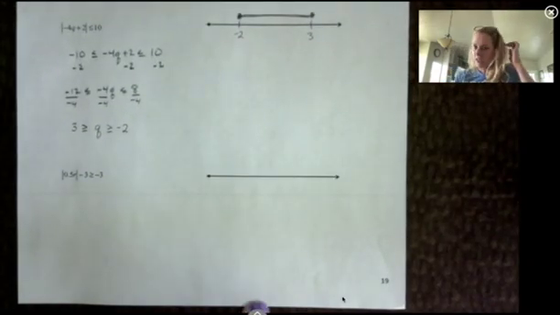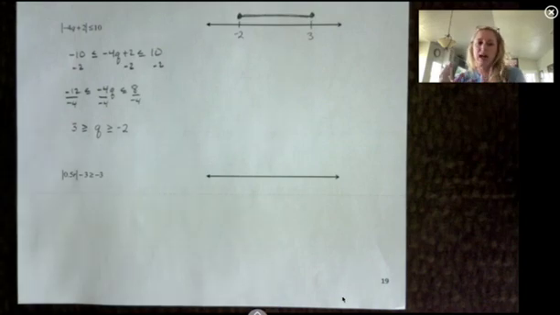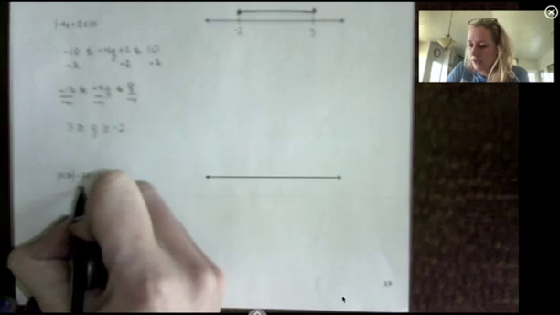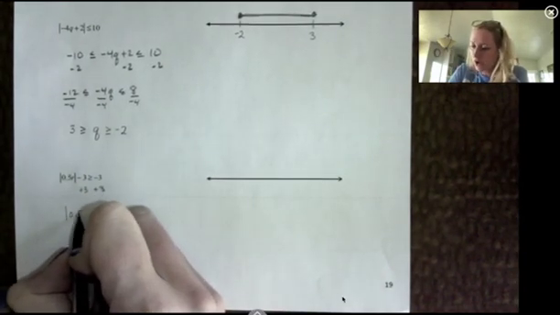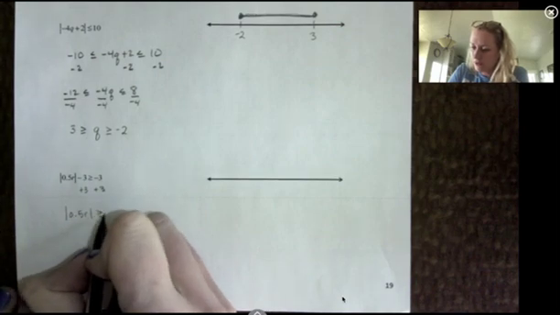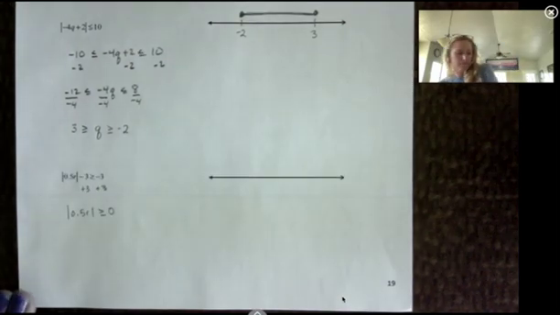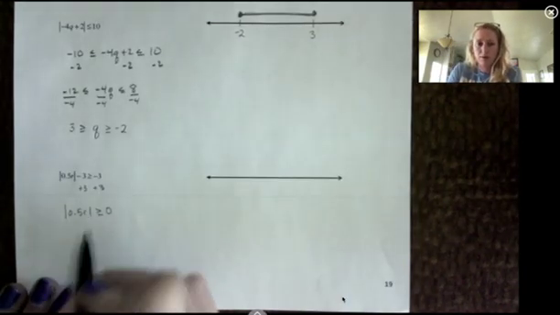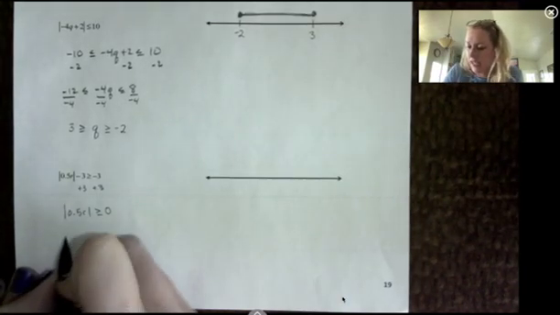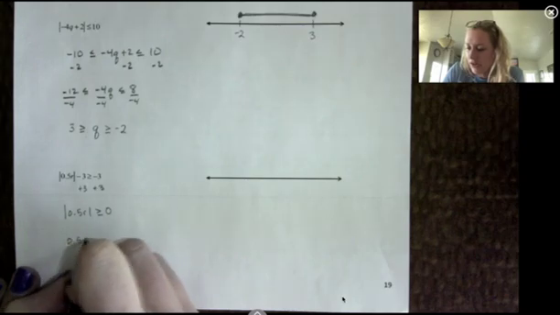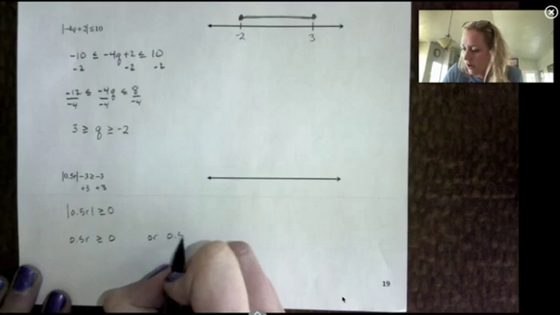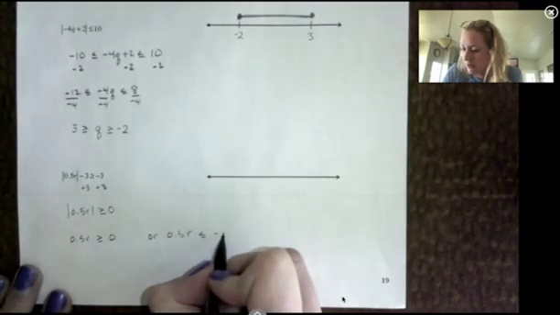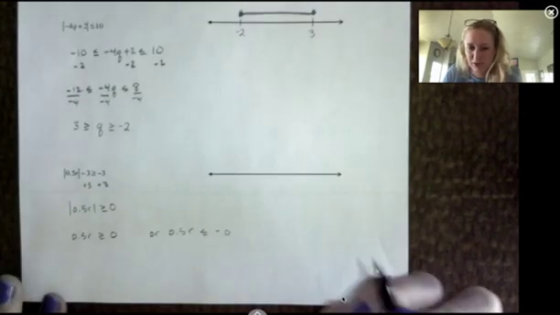Try this one here. Just like when we were solving absolute value equations, we want to get that absolute value piece by itself first. So I'm going to add 3 to both sides. Okay, this is an "or" because I have greater than. So I'm going to say 0.5r is greater than or equal to 0. And then the "or" piece is 0.5r is less than or equal to negative 0. But negative 0 isn't really a thing, right?